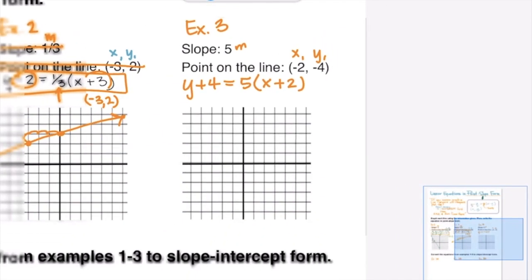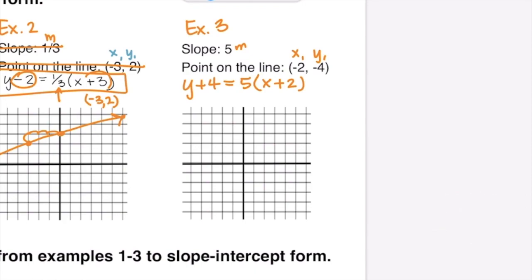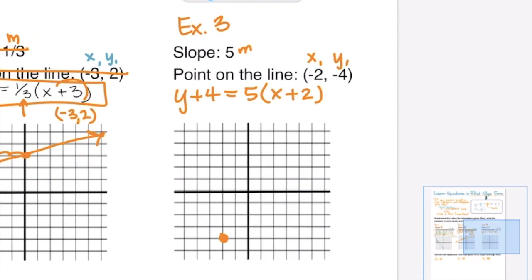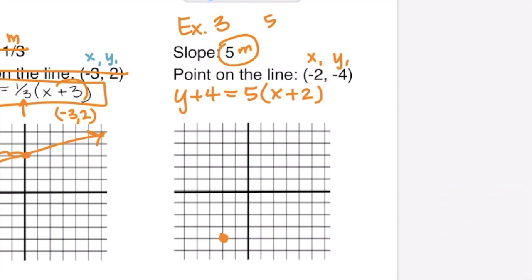Now let's graph it. So -2, -4. And then our rise and run. Notice our slope is 5. That's a 5/1. So we're going to go up 5 and right 1. And we'll connect our dots with a line, and we've got our equation graphed.